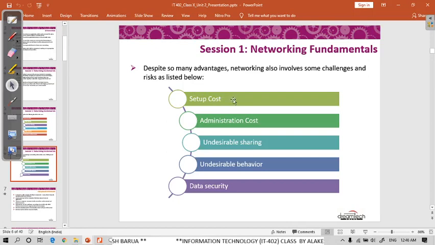In networking, you have not only the computers, that will not do. You have to buy specialized hardware for networking. Those hardware can be switches, routers, hubs. We'll get to that in a moment. So you have to buy certain things to set up a computer network. Also, there is the maintenance cost, and there is the initial setup cost. So all these things are there.